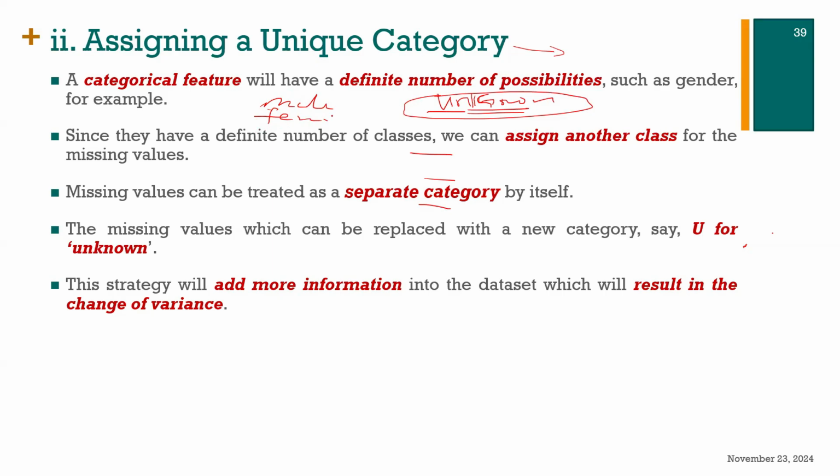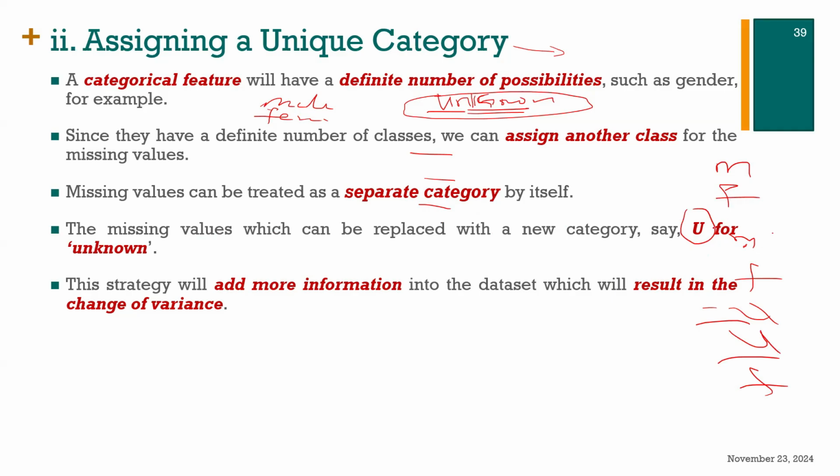This is what we mean by assigning a unique category. So the missing value can be treated as a separate category by itself. Somebody's male, female, male, female, then you have some dash. Then you just say, okay, this is going to be U, this is going to be U, which means unknown. If the modeling is easier for the machine learning algorithm like that, you are not giving too much advantage to male at the expense of female. Rather, you are creating a category that is unknown.